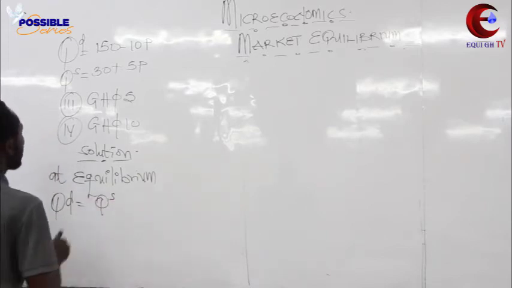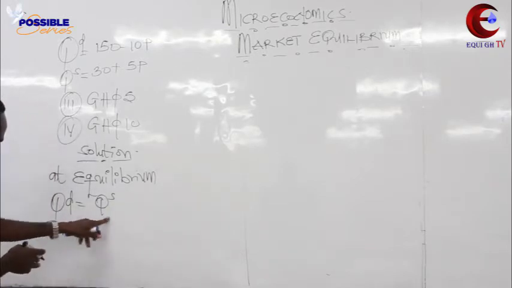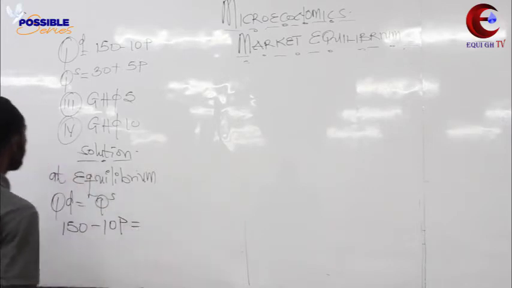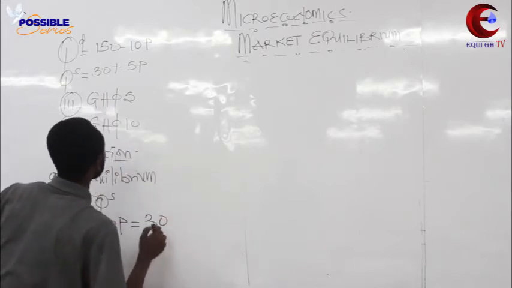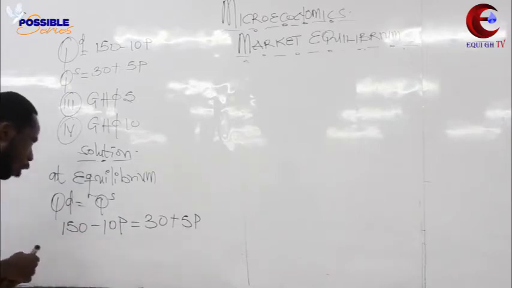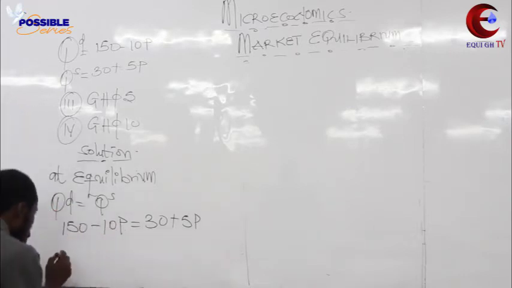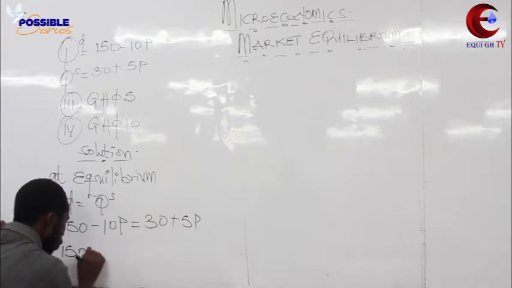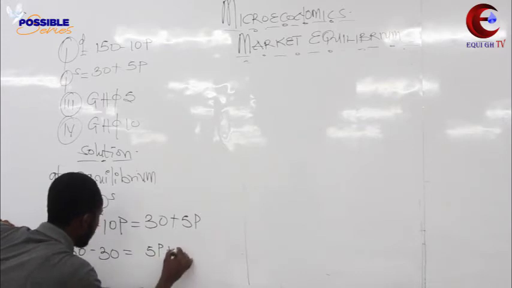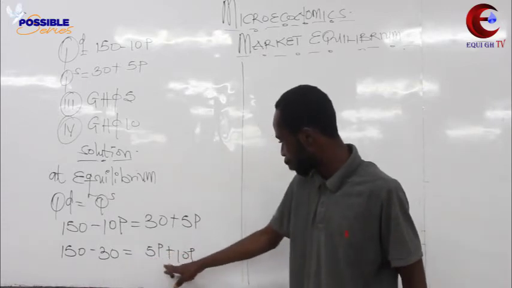Start with this. And then we have quantity demand to be 150 minus 10p equal to quantity supply, which is 30 plus 5p. Substitution should follow what you have written: demand first, then equal to supply. We have minus 10p and 5p, so we are going to do grouping of like terms. So 150 minus 30 equal to 5p plus 10p.